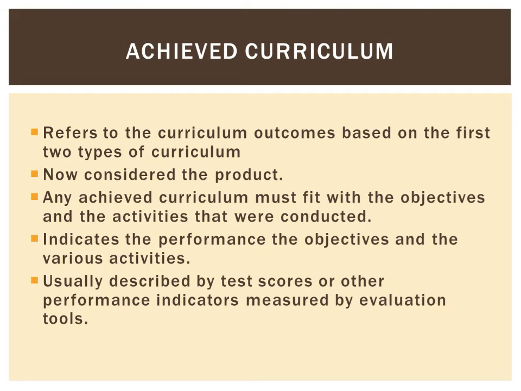So since we are done with the implemented curriculum, let's learn more about the achieved curriculum. Achieved curriculum refers to the curriculum outcome based on the first two types of curriculum. This is now considered the product. Any achieved curriculum must fit with the objectives and the activities that were conducted. This also indicates the performance, the objectives, and the various activities, usually described by the test scores or other performance indicators measured by evaluation tools.